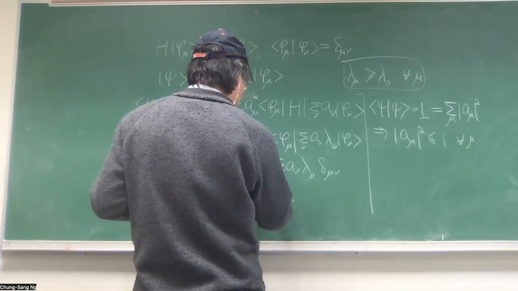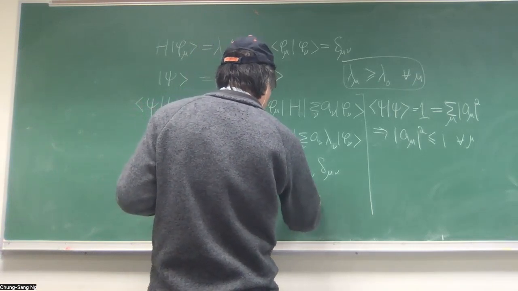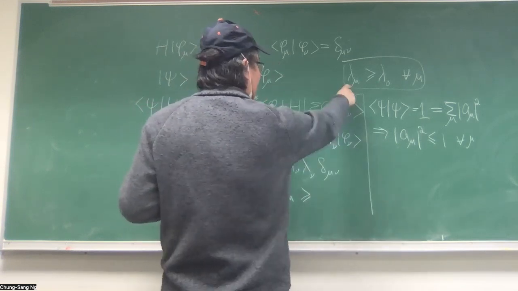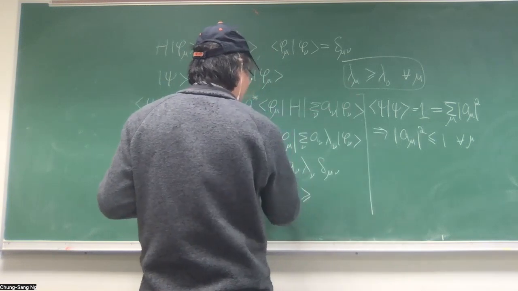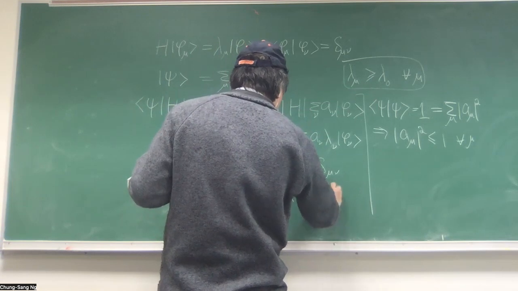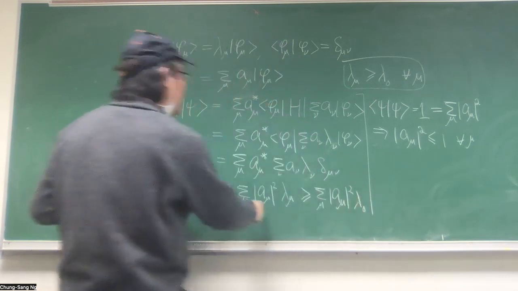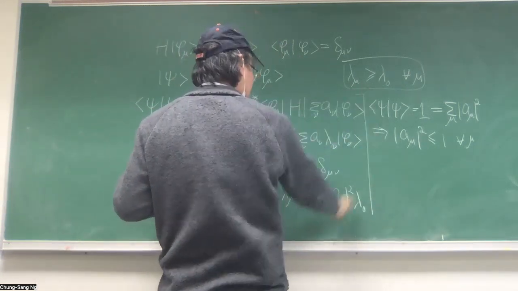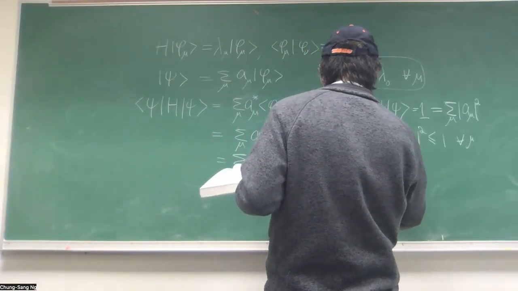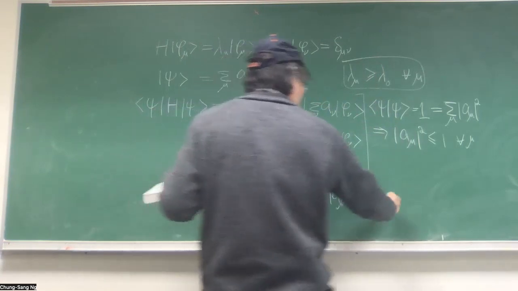Okay, so by this, we have this one, right? So first, this is much greater than, actually we might not need this one because we just need this one. Because all lambda are greater than lambda zero, this is the sum of mu squared times lambda zero. This comes directly from this, which means you can pull out this lambda because it is constant.